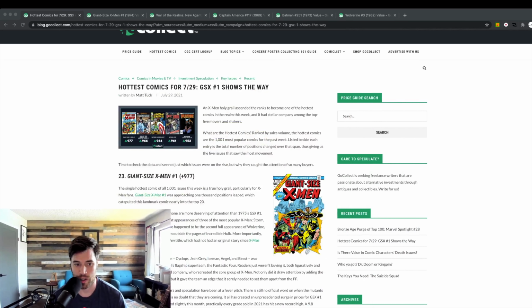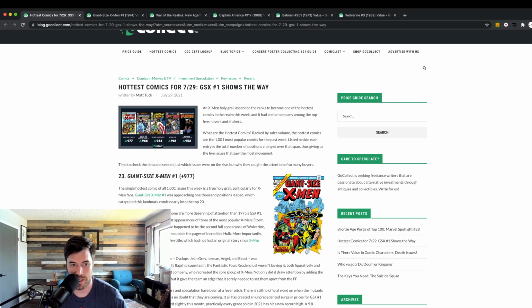Well, today we're going to look at, according to GoCollect, the top five hottest comic books. And what do I mean by hottest comic books? GoCollect takes all sales data, by volume, so units sold, and sees which ones are the hottest. So which has the most movement? It doesn't mean that they're going up necessarily. It just means there's the most that have sold. And these are the hottest by this week alone.